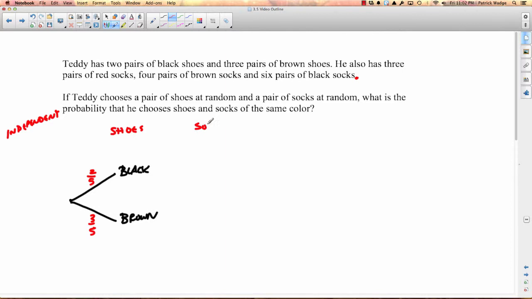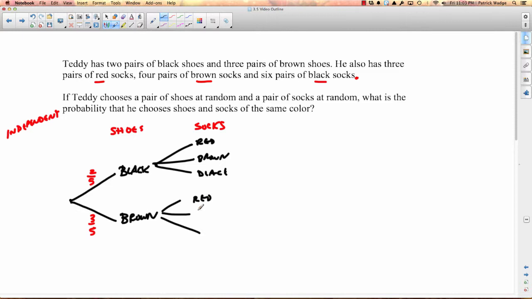Now we're going to look at socks. Let's do the same sort of thing. He has red socks, brown socks, and black socks. So we're going to do 3 lines from each of them, and we're going to write red socks, brown socks, black socks, and of course we have to do the same thing down here.